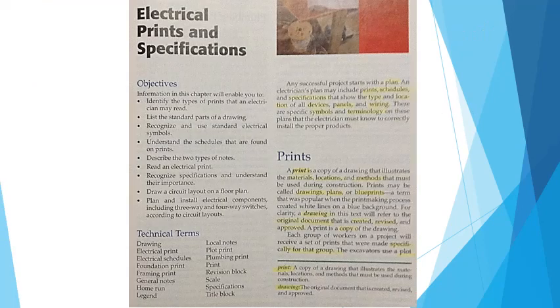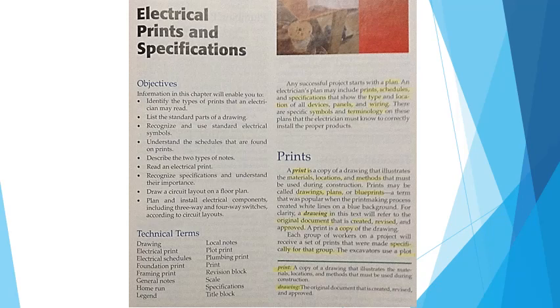The objectives for this chapter are to identify the types of prints that an electrician may read, list the standard parts of a drawing, recognize and use the standard electrical symbols, understand the schedules that are found on prints, describe the two types of notes, read an electrical print, recognize specifications and understand their importance, draw circuit layout on a floor plan, and plan and install electrical components including 3-way and 4-way switches according to circuit layouts.